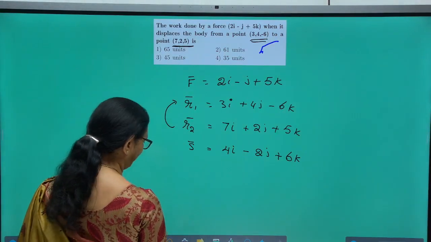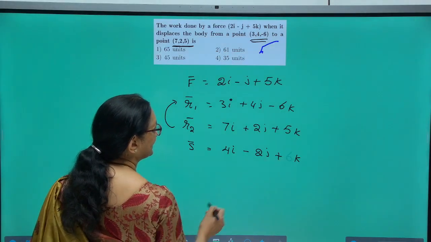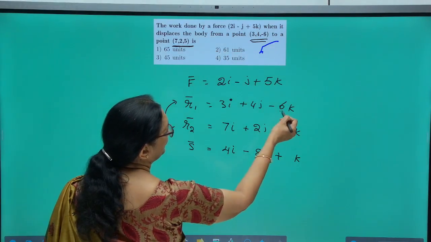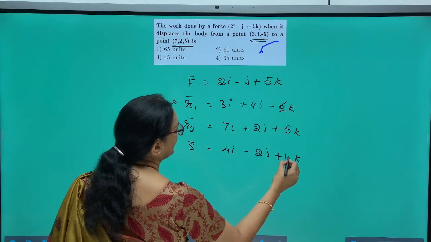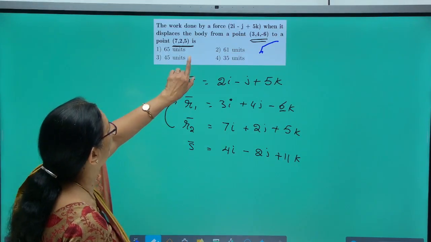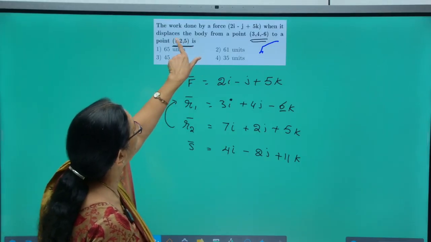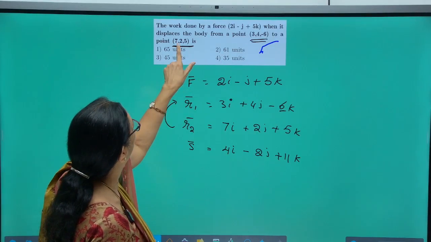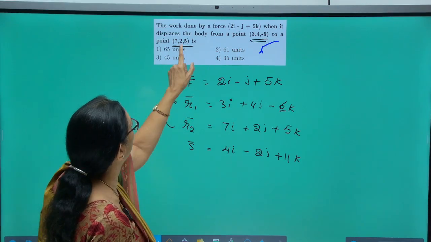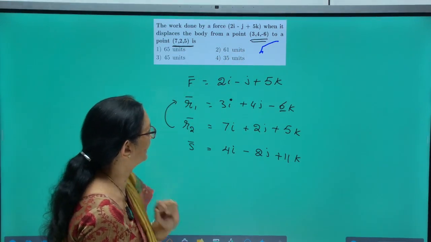5 minus of minus 6 becomes plus 6, so 5 plus 6 is 11. I am just verifying that. So, 7 minus 3 is 4, 2 minus 4 is minus 2, 5 minus of minus 6 is 11.